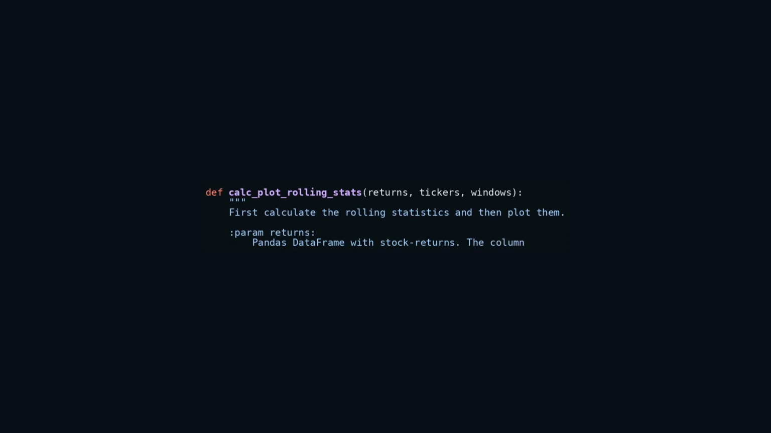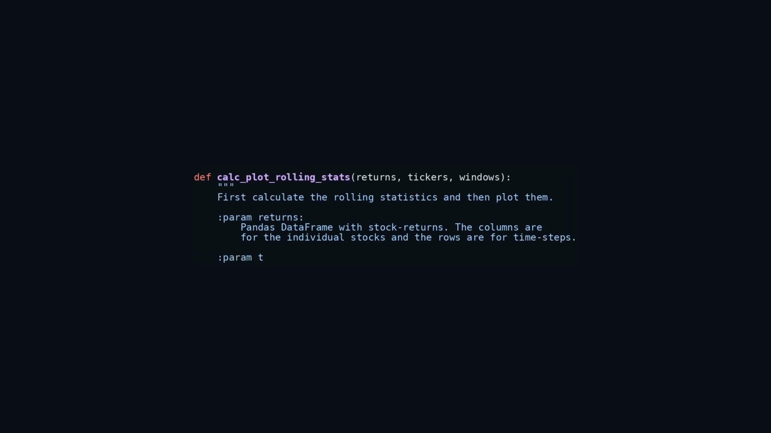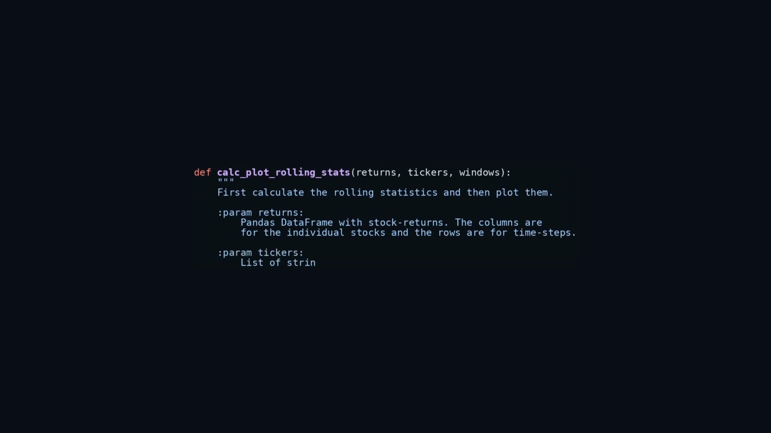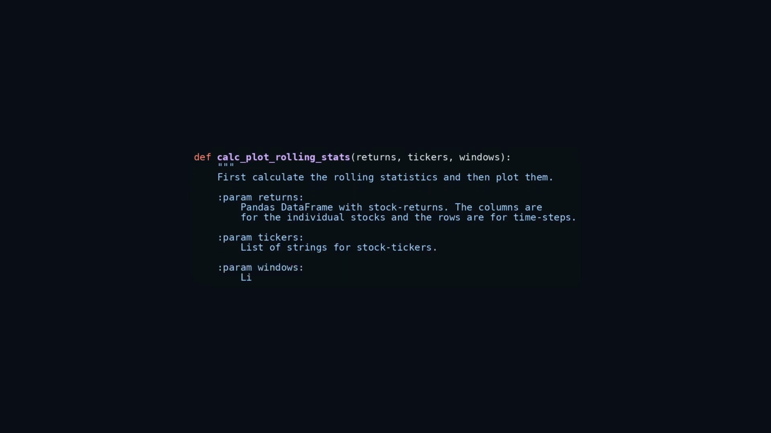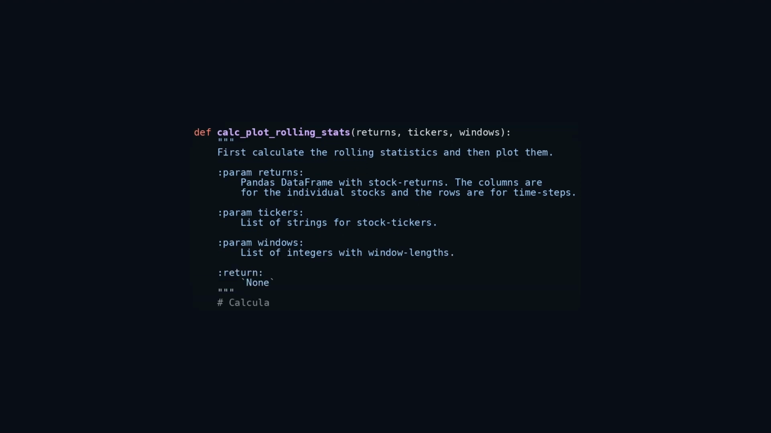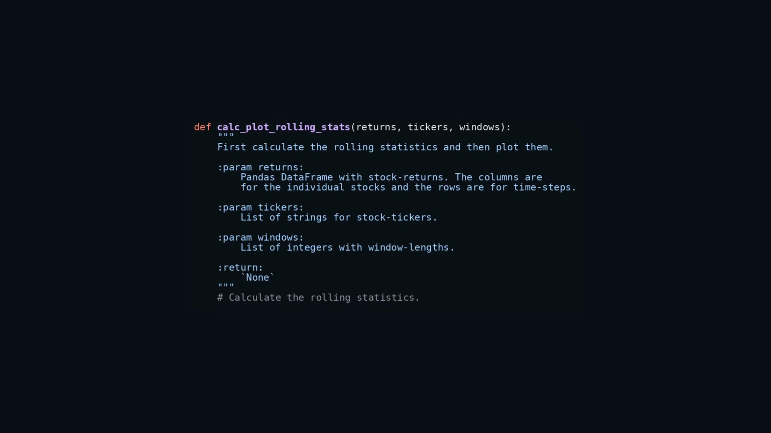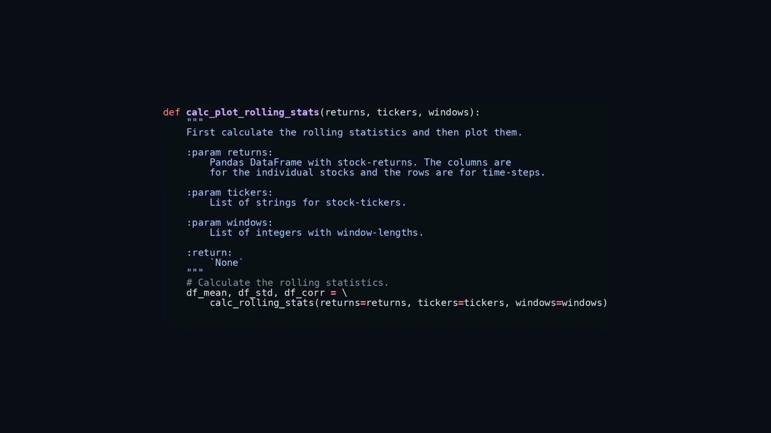The function requires 3 parameters: returns, which is a pandas data frame containing return data for various stocks, tickers, which is a list of strings representing the stock tickers, and windows, a list of integers representing the window lengths for calculating the rolling statistics. Initially, the function calculates these rolling statistics, mean, standard deviation, and correlation, by invoking another function, cal_rolling_stats. The calculated statistics are then stored in variables.